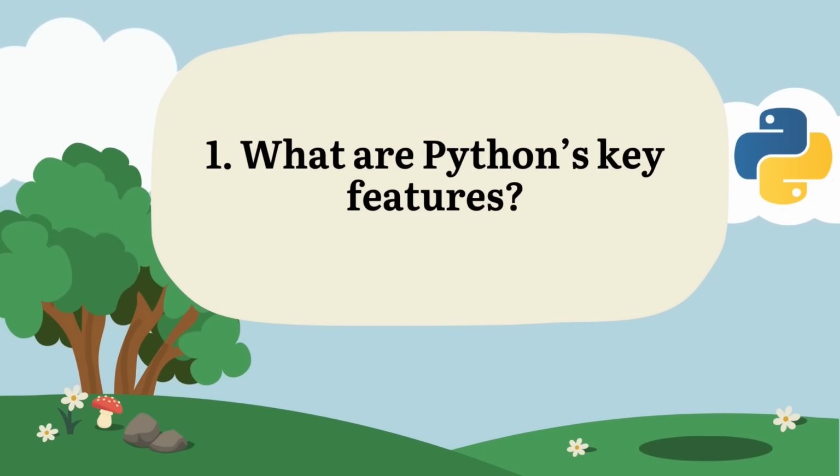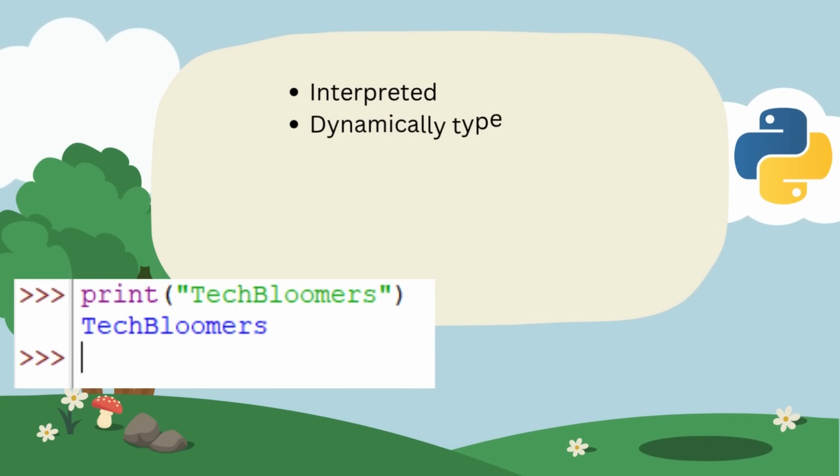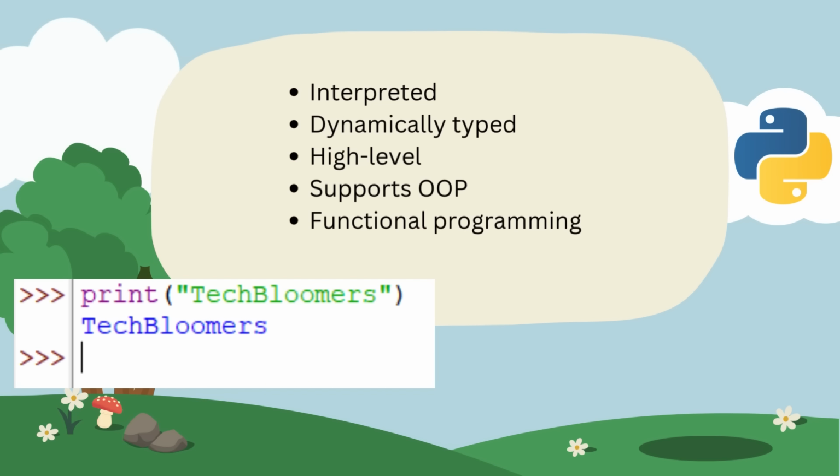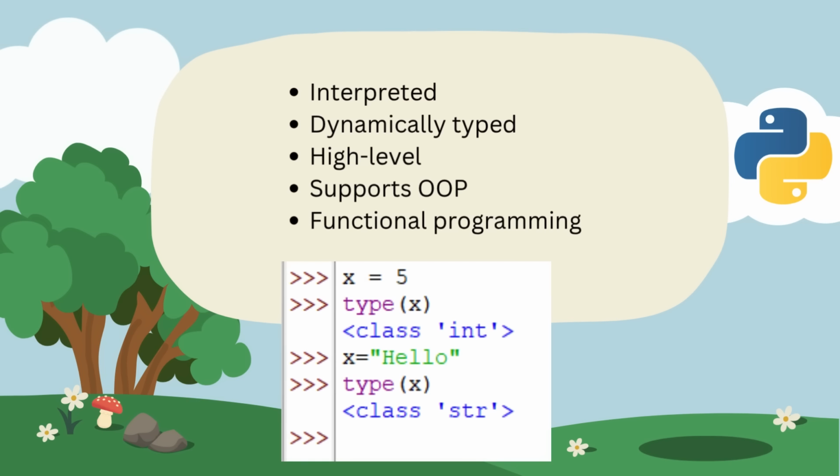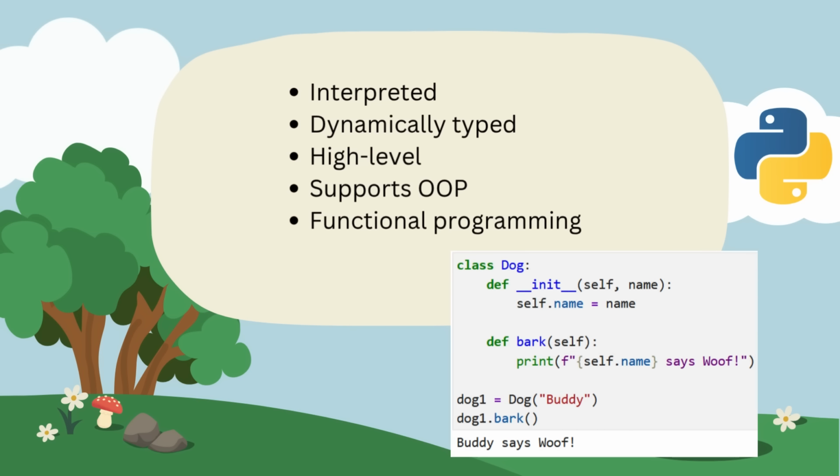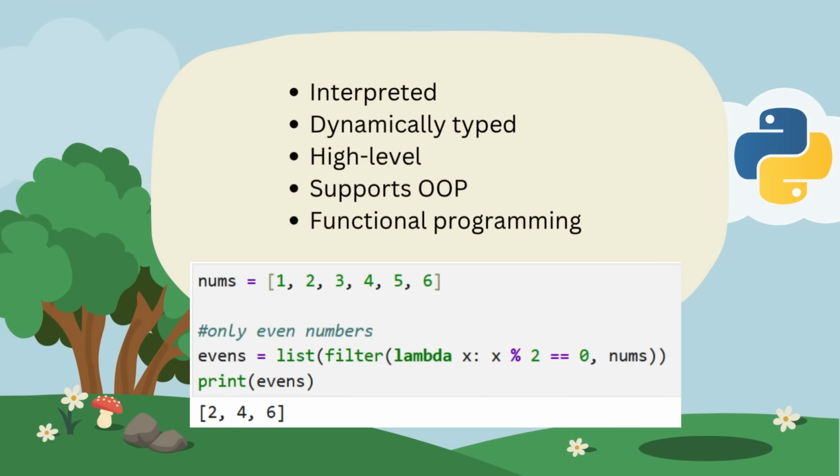Here's your first question. What are Python's key features? Python is an interpreted, high-level language, meaning you can run code directly without compilation and focus on problem-solving instead of low-level details. It's dynamically typed. Types are checked at runtime, giving flexibility but requiring careful testing. Python supports multiple paradigms, object-oriented for structured programs, and functional features like lambdas and map filter for concise logic.